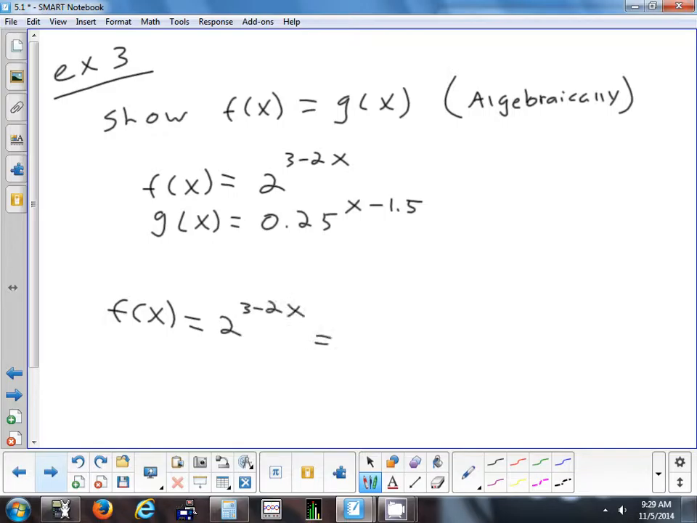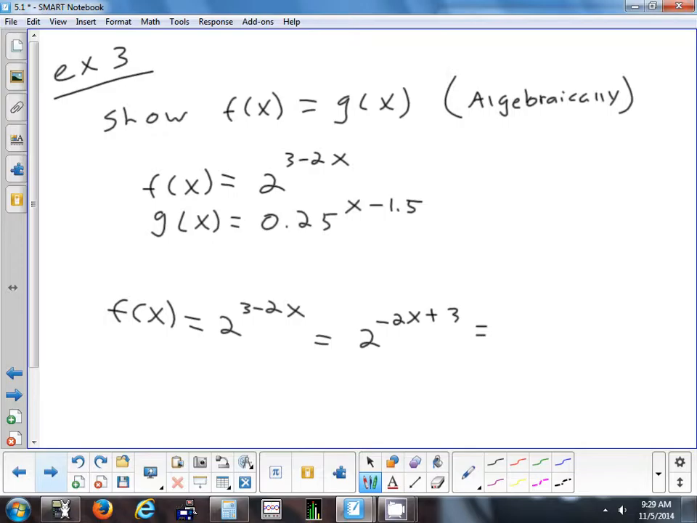You might see one thing we could do to try to start to make this function just look a little bit more like that one. I think there's one thing we should do in the exponent first of all, because we kind of have different orders here. How would you rewrite that so the 3 comes after the negative 2x? Negative 2x plus 3. Now at least we get the variable before the constant.